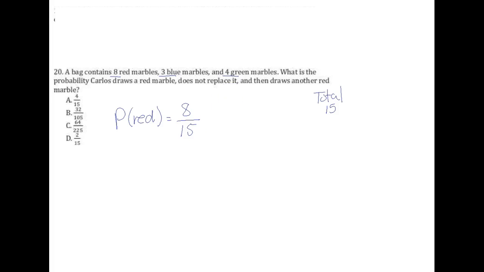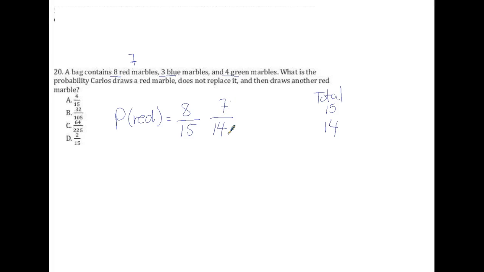Now, when he picks up one red marble and does not put it back, what's going to happen? The number of red marbles will decrease by 1, and the total will also decrease by 1. So you'll have only 7 red marbles and 14 total. Once he took one marble out, my new reds are 7 only, and my total now is only 14. So the new probability of getting another red becomes 7 divided by 14.